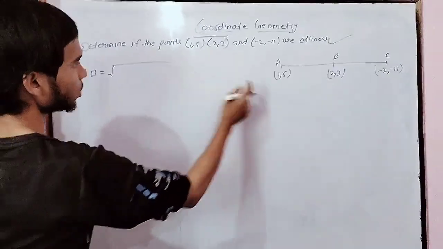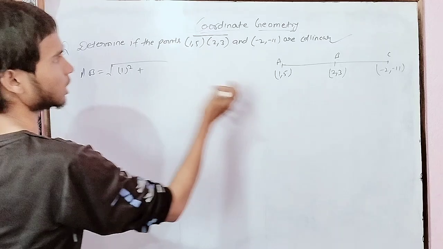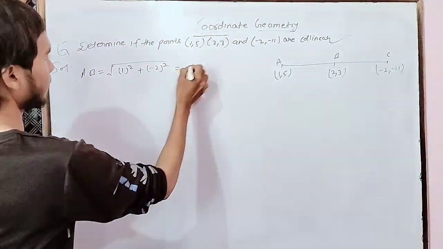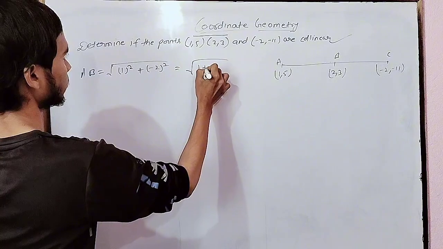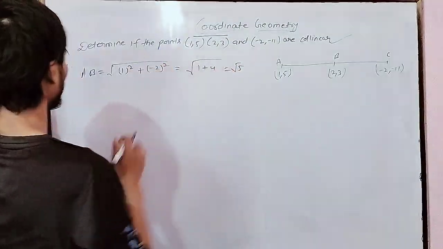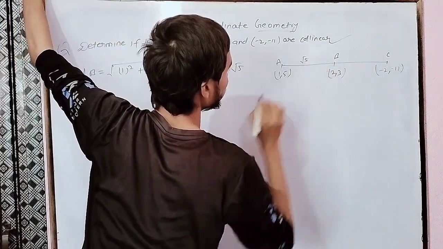So first, let's start from AB. Here, how much? 2 minus 1, and 3 minus 5, so minus 2. Clear? It will be 1 plus 4, so root 5. Clear? AB is root 5. From here to here, the distance is root 5.